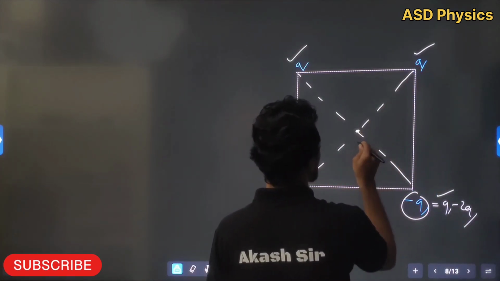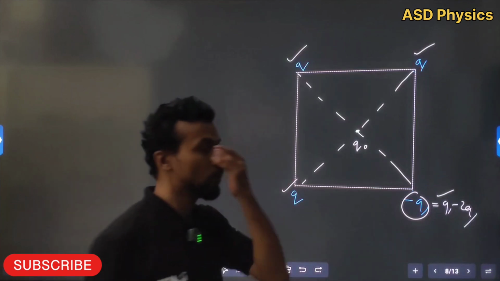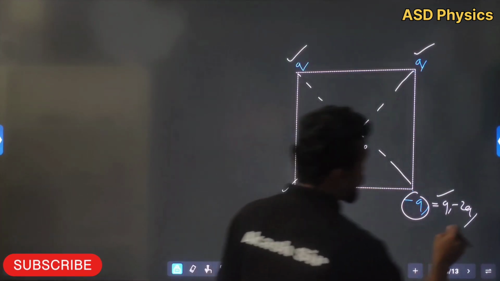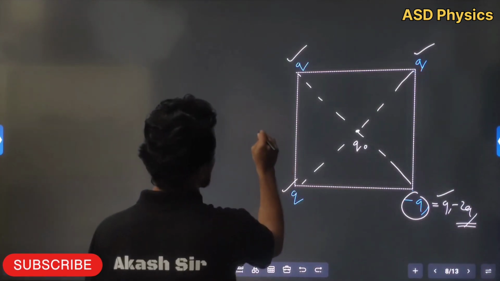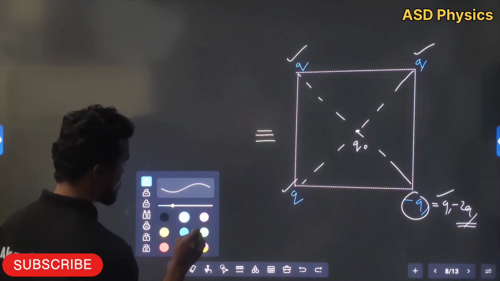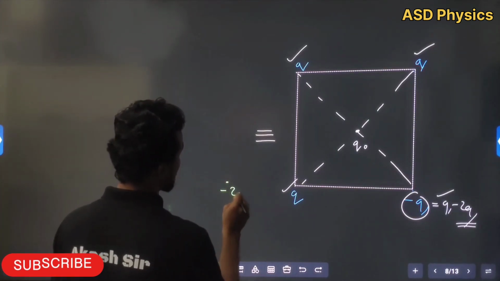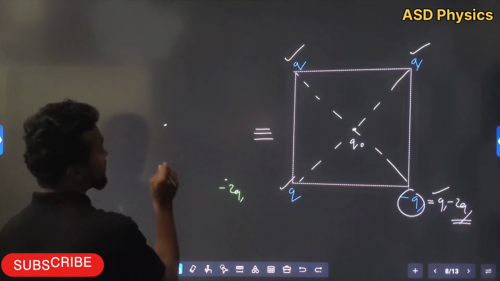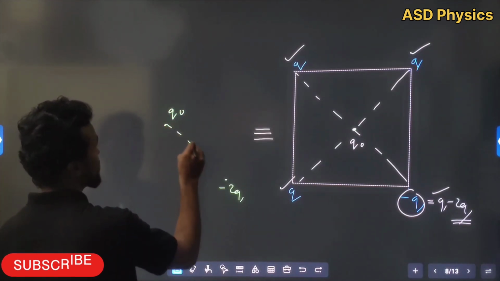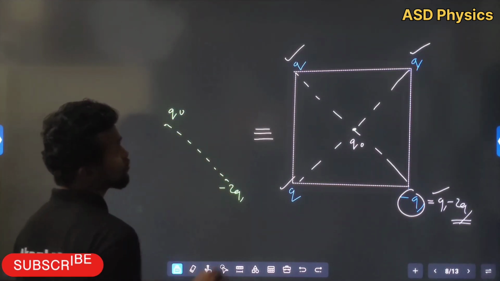So force due to Q, and this due to Q at the centroid will be how much here? At the centroid will be how much here? 0. Okay, that means which charge will be left here? Only this minus 2Q charge will be left here. Okay, so let me draw here the equivalent diagram students here. Now equivalent diagram. So see please, how much charge is left here? Here the charge is left minus 2Q, and at the centroid how much charge is there? Q0 here.